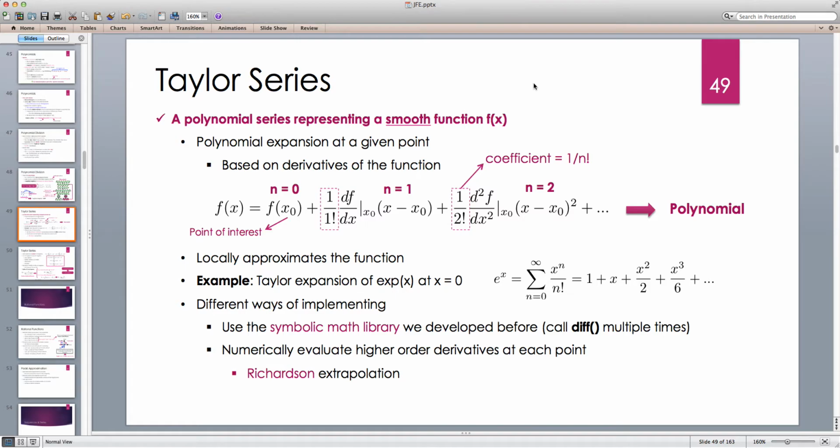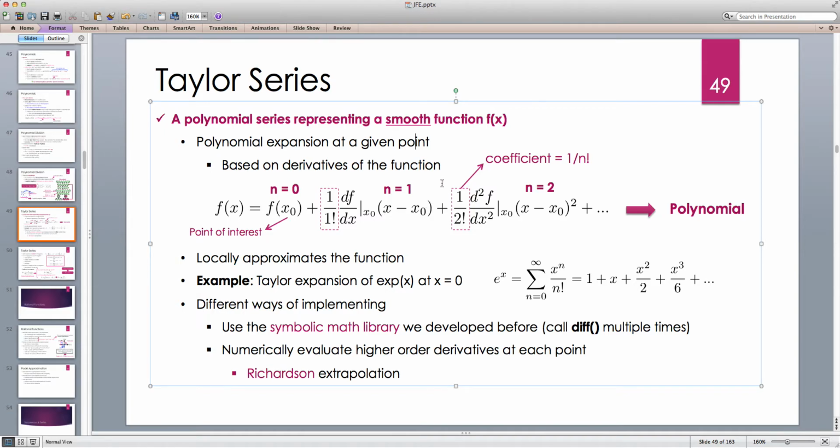So far we have discussed that Taylor series are basically a polynomial series representing a smooth function, a function that doesn't have a singularity at a given point. Taylor expansion is basically a polynomial expansion at a given point, and the terms are like 1 over n factorial times the nth derivative of the function at the point x0 times (x minus x0) to the nth power.